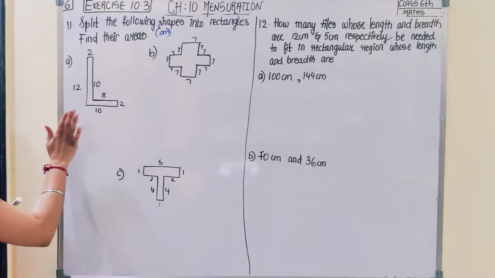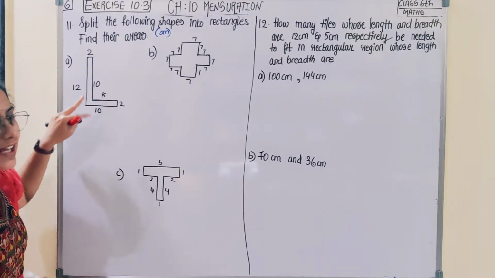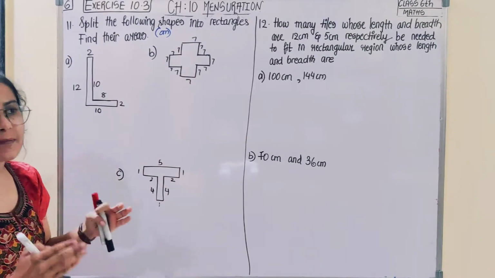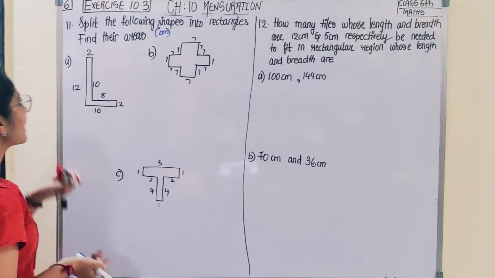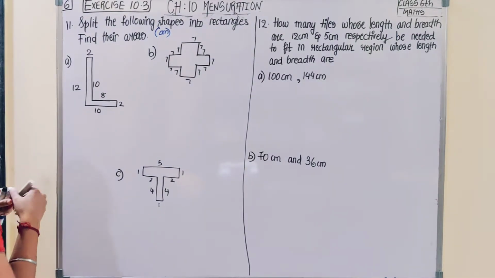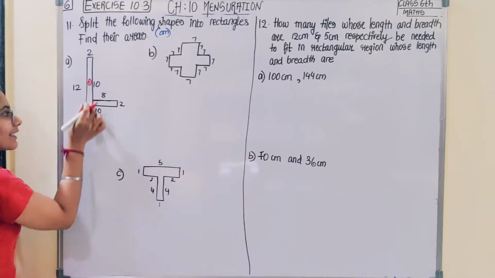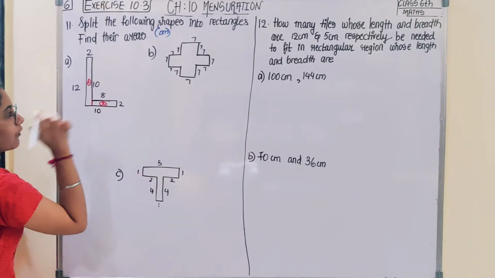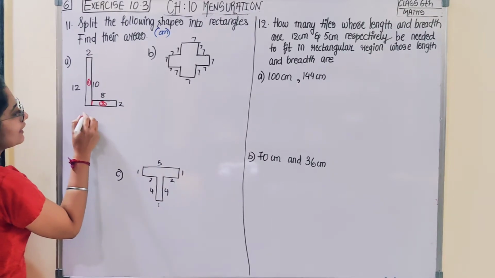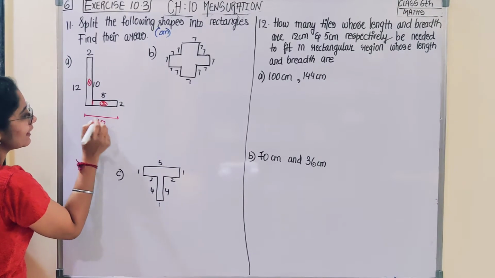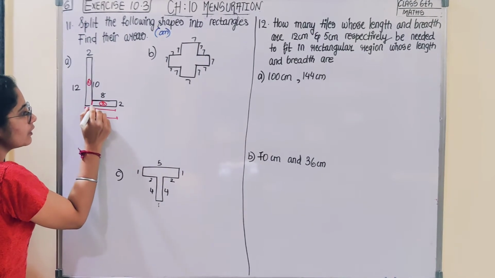Okay, so if we talk about this question A, again we have to split this figure or shape into rectangles or squares, because the formulas of these two only we are aware of. So you extend this. This is the first rectangle, this is the second rectangle. Now what dimensions would we be taking? You see this is 2. So if this whole is 10, then this will be 2 according to this 2. So 10 minus 2 becomes 8.